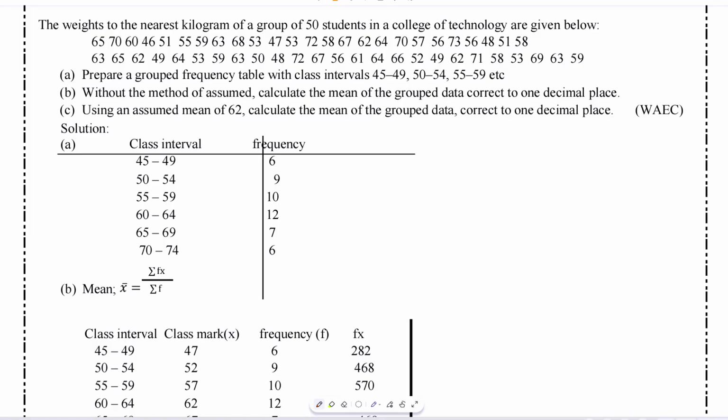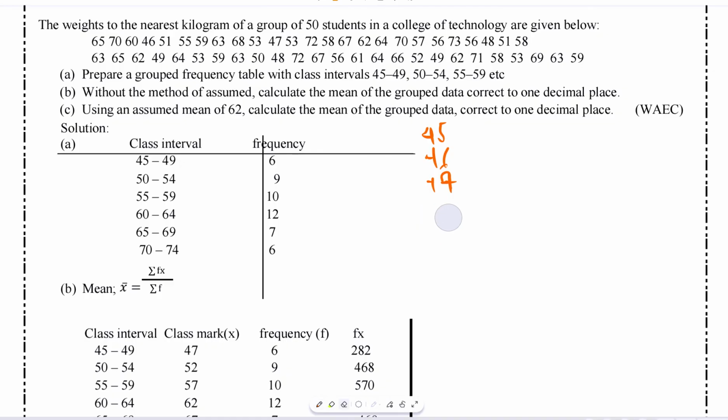If you want to start writing, what's the lowest number here? 45. You want to start writing 45, 46, 47 and start counting, you will spend time. You will spend what? Time. So 47, 48, 49, 50 up to 74, you will waste time. I get what I'm saying now? So that is where grouped data comes in.